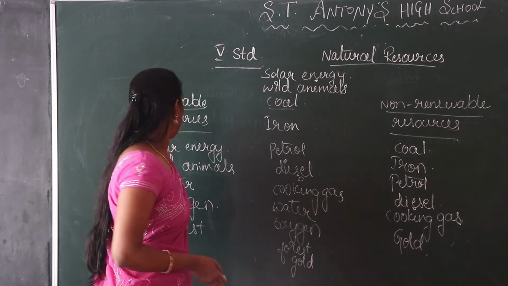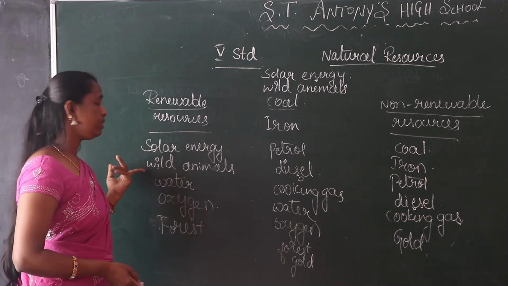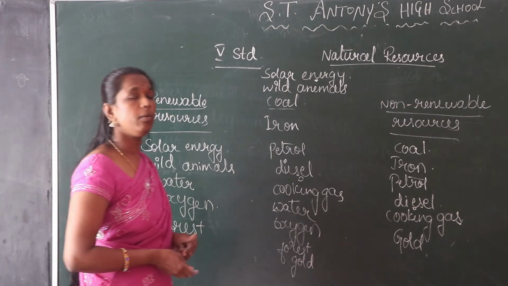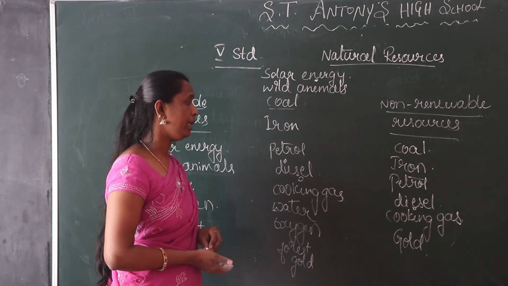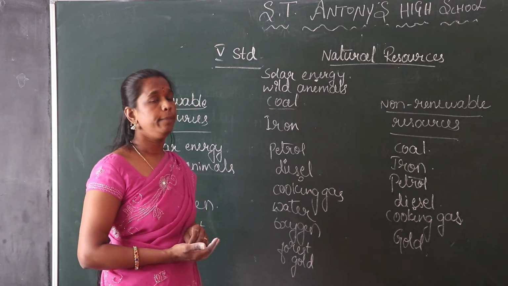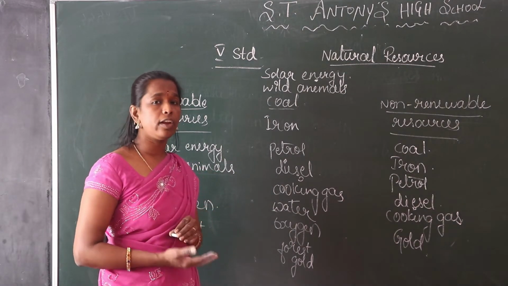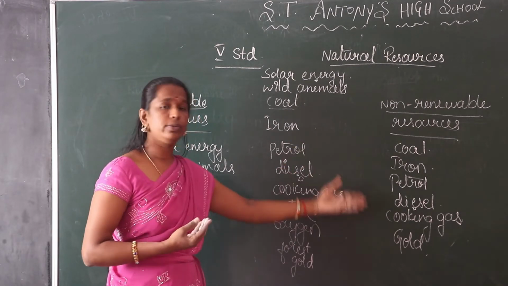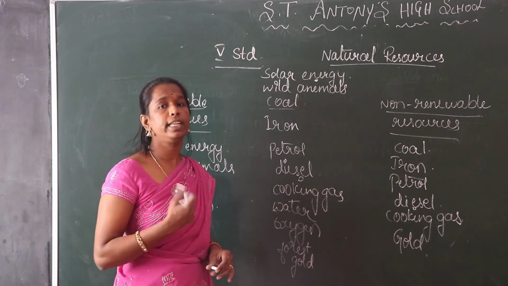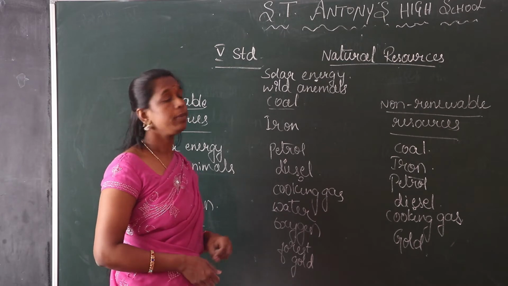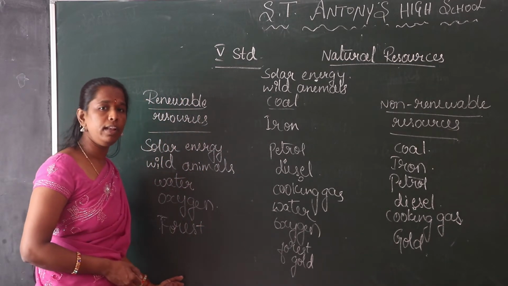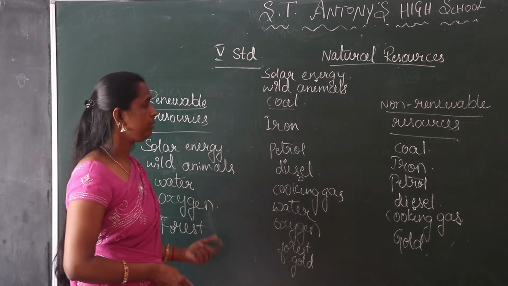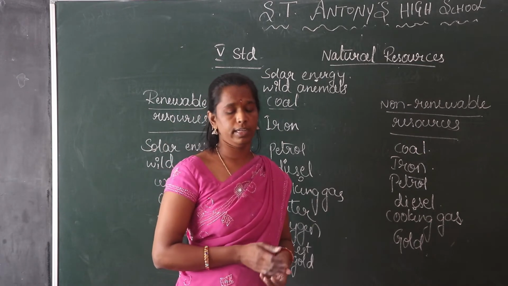Okay, children. So the renewable resources are solar energy, wild animals, water, oxygen, forest. Whereas non-renewable resources are coal, iron, petrol, diesel, cooking gas, gold. The non-renewable resources cannot be available continuously on the earth because of continuous usage of these minerals; they cannot be available for the future also. These renewable resources are available naturally, meaning they will be available continuously on the earth. Next, the concept is solar energy.